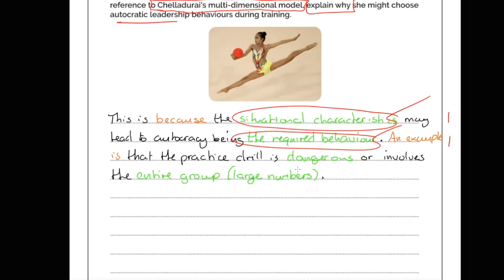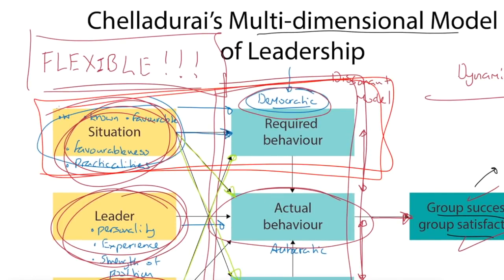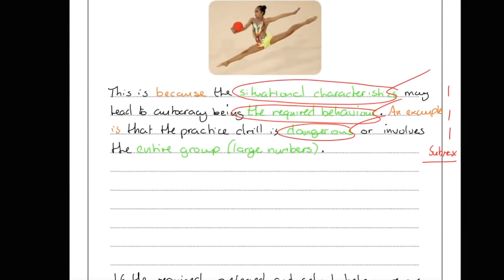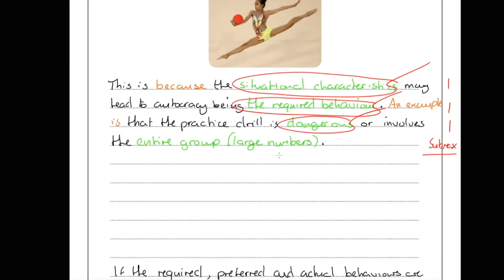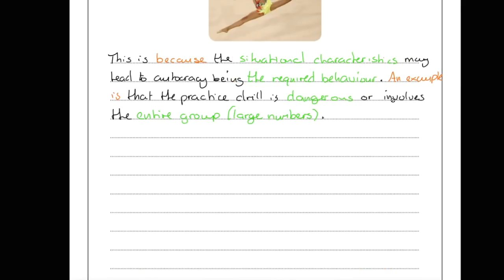An example is, now putting it into Laura's coach's example, that the practice drill is dangerous. Now, I wonder if I get a submax there, because if you think about what I've just done, I've talked about this part of the model. So maybe there's a submax there. I can't get any more available. So submax, or it involves the entire group, so large numbers.